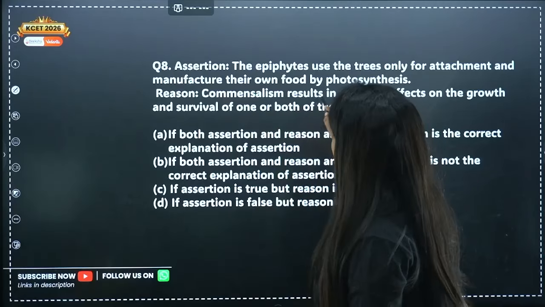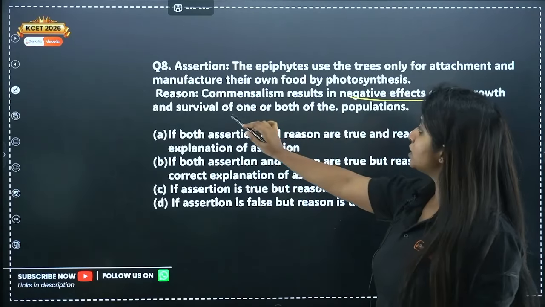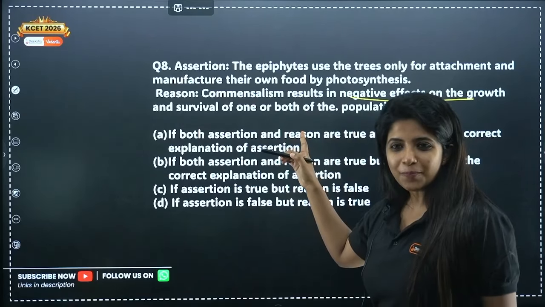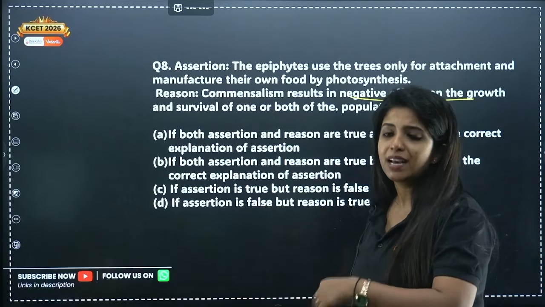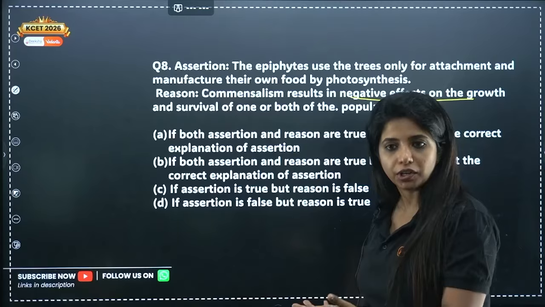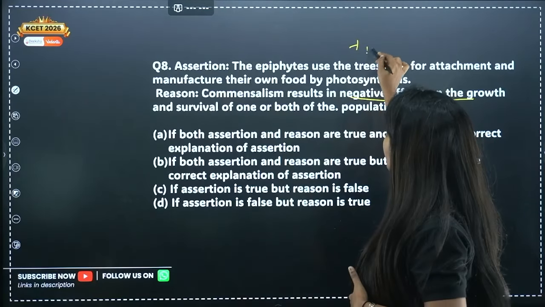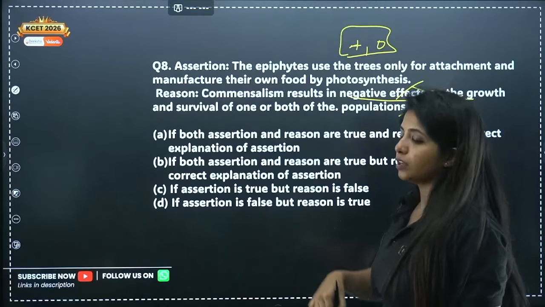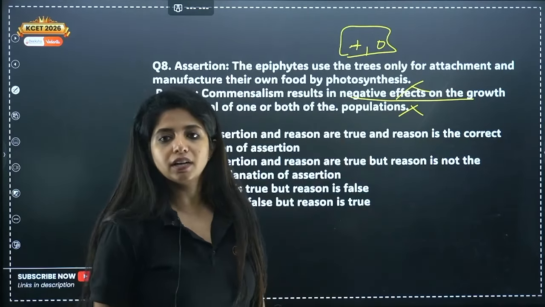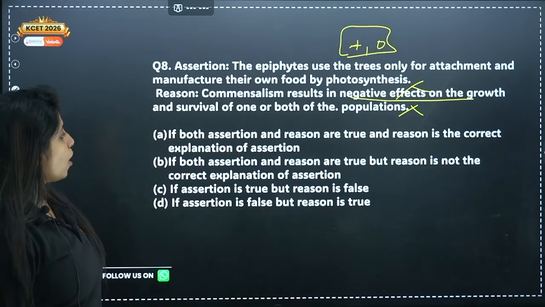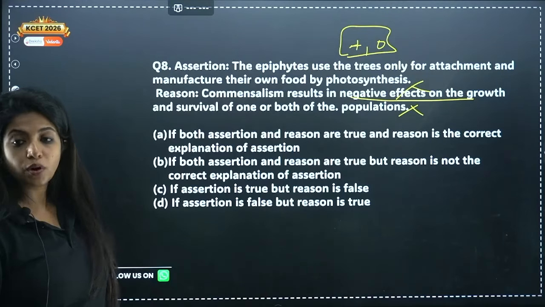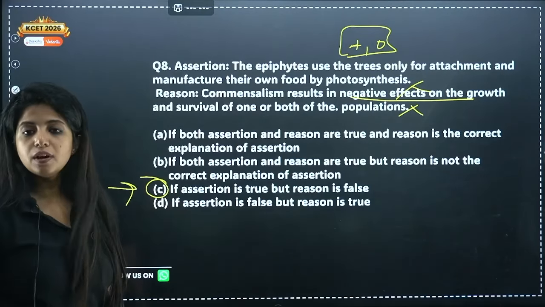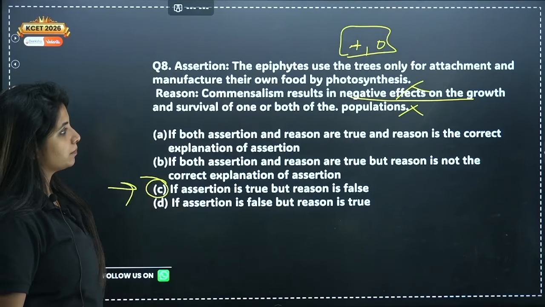The reason: commensalism results in negative effects on the growth and survival of one or both of the population. Wrong. Commensalism is happening over here. The epiphytes are gaining benefit. The mango tree is neither harmed nor benefited. So it's a +0 relationship. This is commensalism. It's not a negative effect. It does not show a negative effect out there. So what can I say? That option A, assertion is true, but the reason is going to be false.